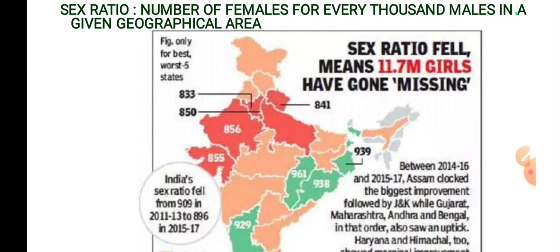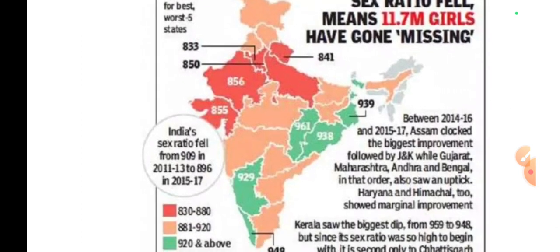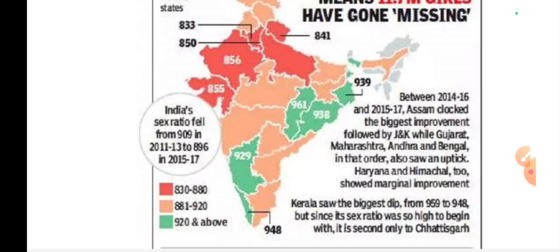11.7 million girls have gone missing. India's sex ratio fell from 909 in 2011 to 896 in 2015 to 17.